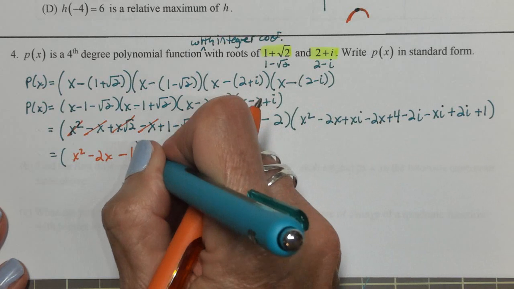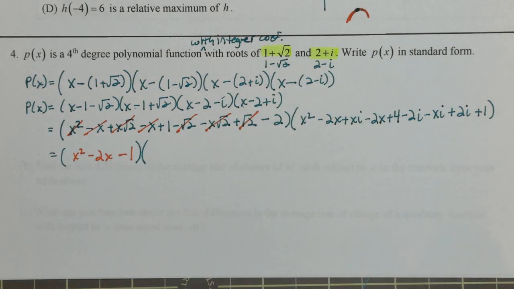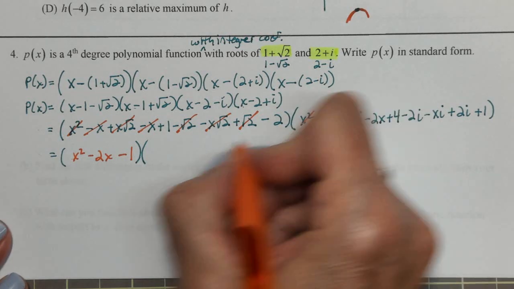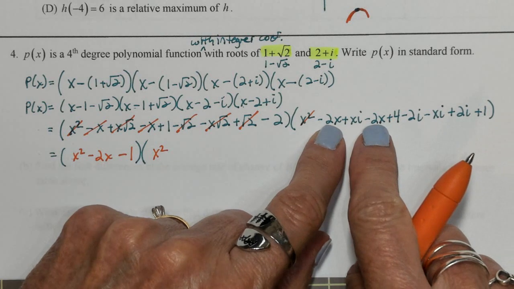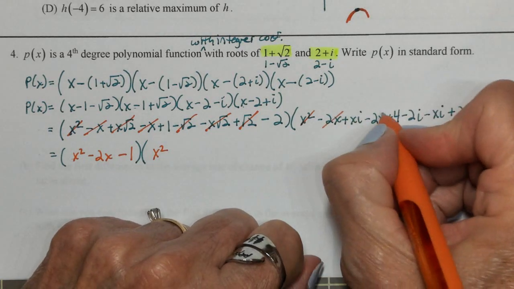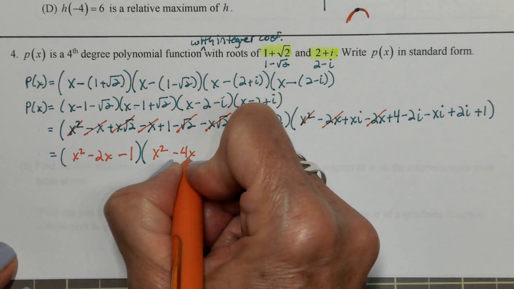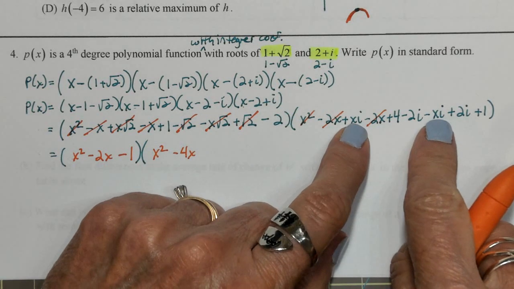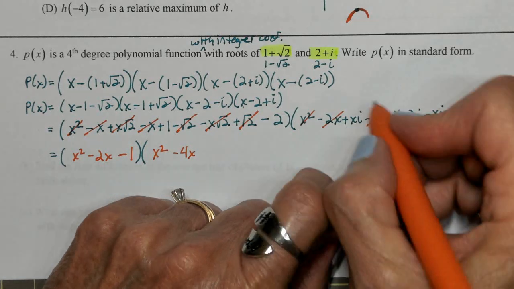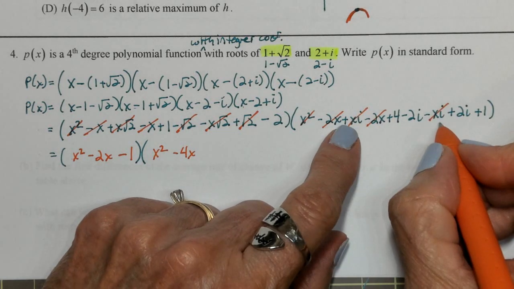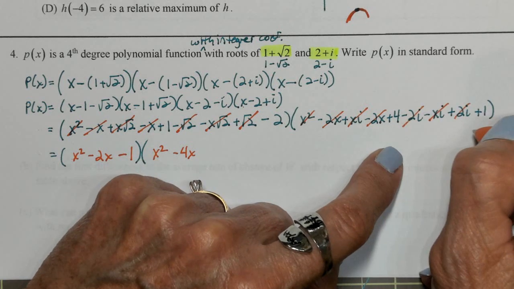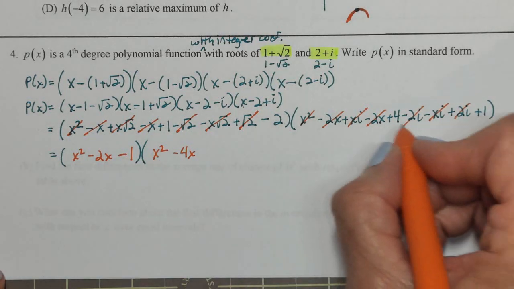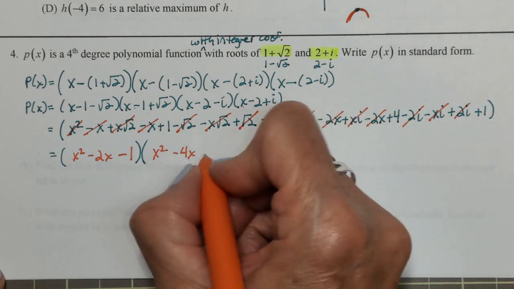Alrighty, let's go do our imaginary numbers. Same thing here. We should have no imaginaries left here. So I have this x squared. I have a negative 2x and another negative 2x, so negative 4x. I have a positive xi and a negative xi. Those cancel each other out. I have a negative 2i and a positive 2i. Those cancel each other out. And then I just have this single plus 4, plus 1, so plus 5.